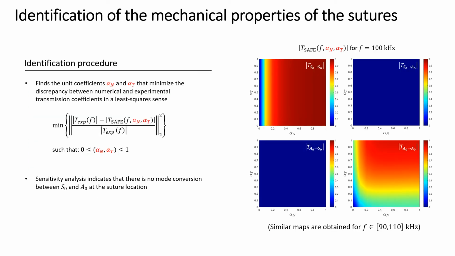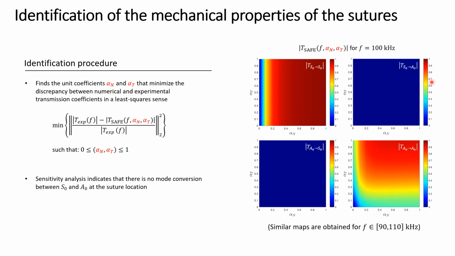Now we have two tools. One is the SAFE model and the other one is the experimental analysis with mode filtering. And we can use them to calculate the theoretical and experimental transmission coefficient. Now, if we want to find the experimental values of the unit coefficients alpha n and alpha t, we can combine these two tools and construct a least square problem like the one here, in which we minimize the discrepancy between the experimental and theoretical transmission coefficients with respect to alpha n and alpha t.